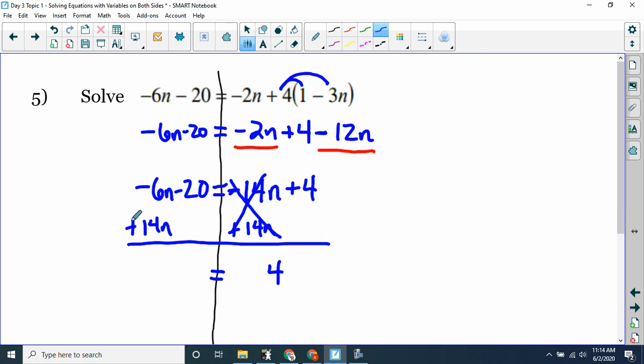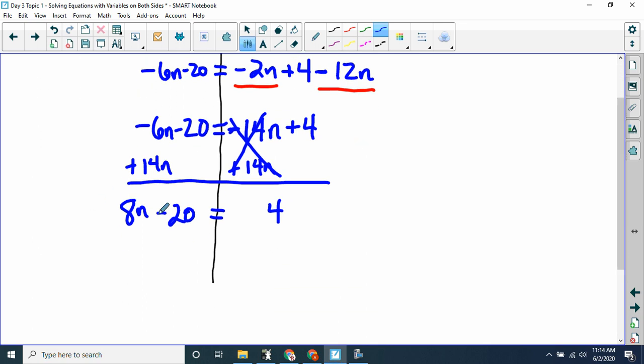Negative 6n plus 14n. I'm combining. I'm not multiplying or dividing. One's positive, one's negative. When the signs are opposite, I subtract 14 minus 6. And the bigger number was the 14. That was positive, so this needs to be positive 8n minus 20. And now we are down to a two-step equation.